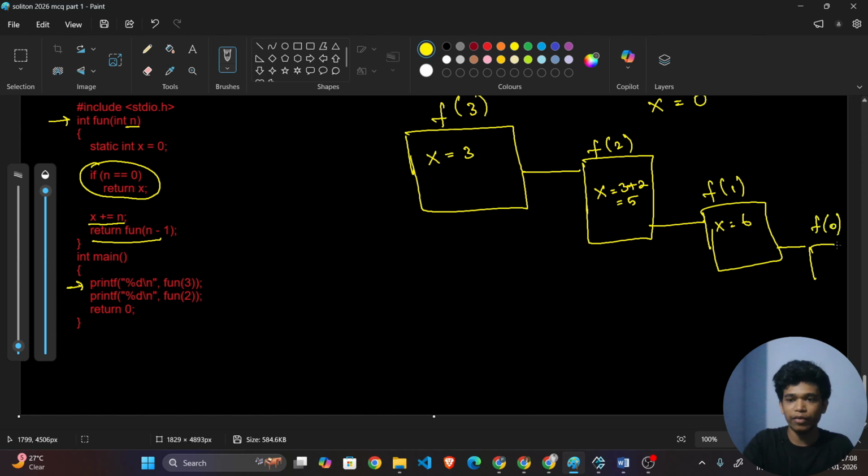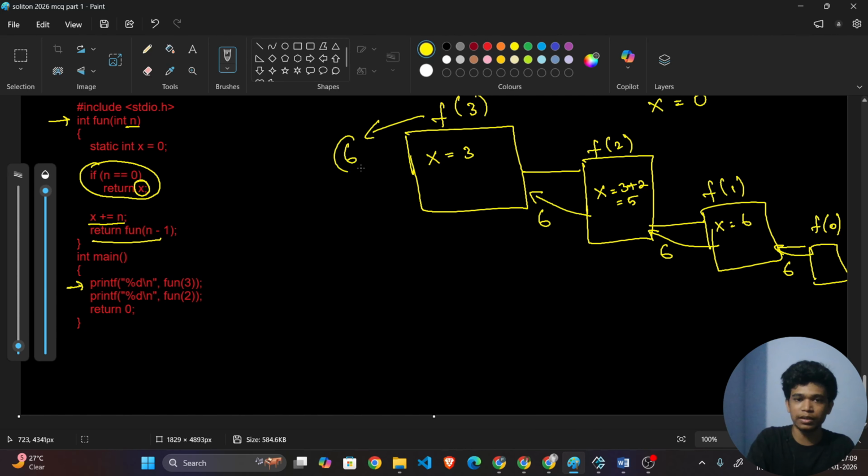When it is calling f of 0, what does it encounter? The base condition. So it returns the x value. What is the x value? It is 6. Again here also it will be returning the x value 6, and again here also, 6. So what is the value we obtained here? It is going to be 6. Understood?